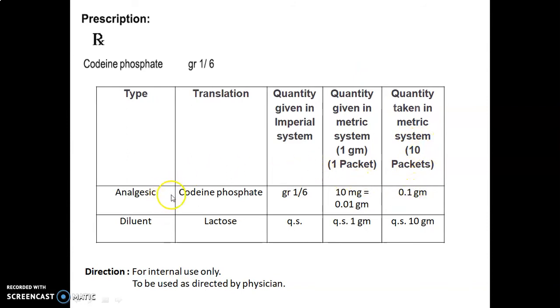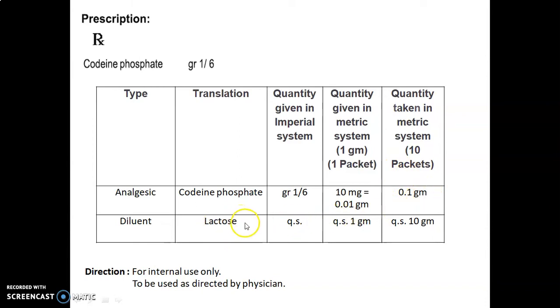So codeine phosphate is used as an analgesic, quantity given in the imperial system is grain 1/6, that is equal to, as we know, 1 grain is 60 milligram. So 60 into 1/6 is equal to 10 milligram, is equal to 0.01 gram. And the quantity taken in the metric system to prepare 10 packets is 0.1 gram.